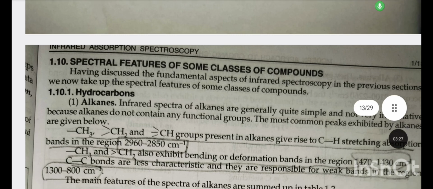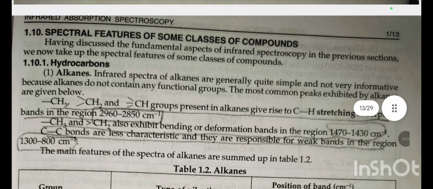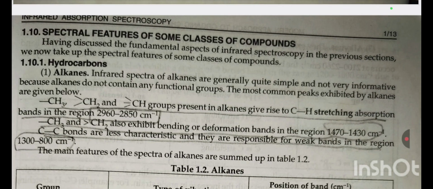Spectral features of some classes of compounds. Having discussed the fundamental aspects of the infrared spectrometer in the previous section, we now take up the spectral features of some classes of compounds.